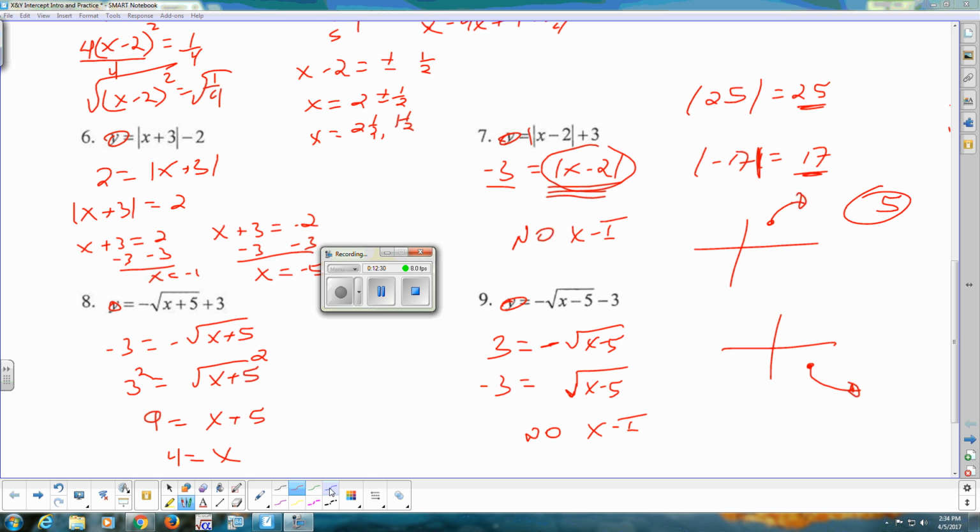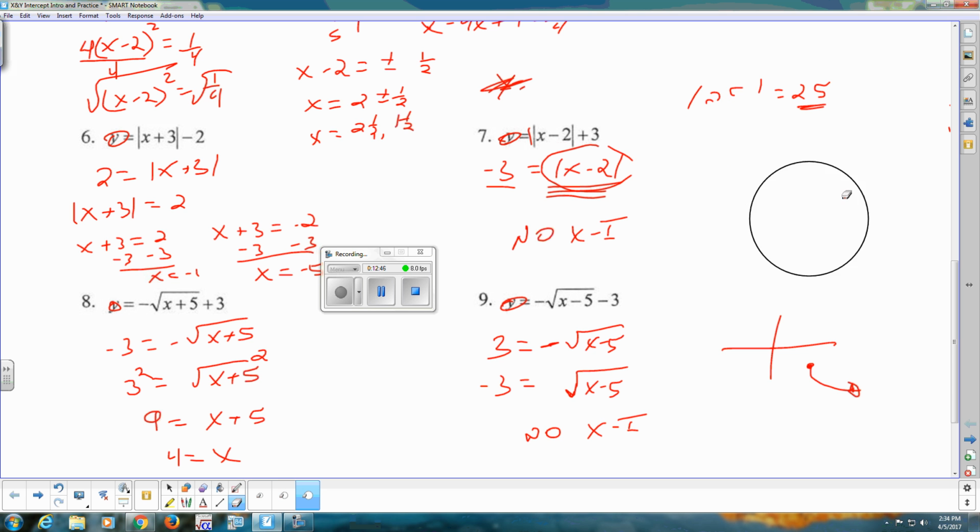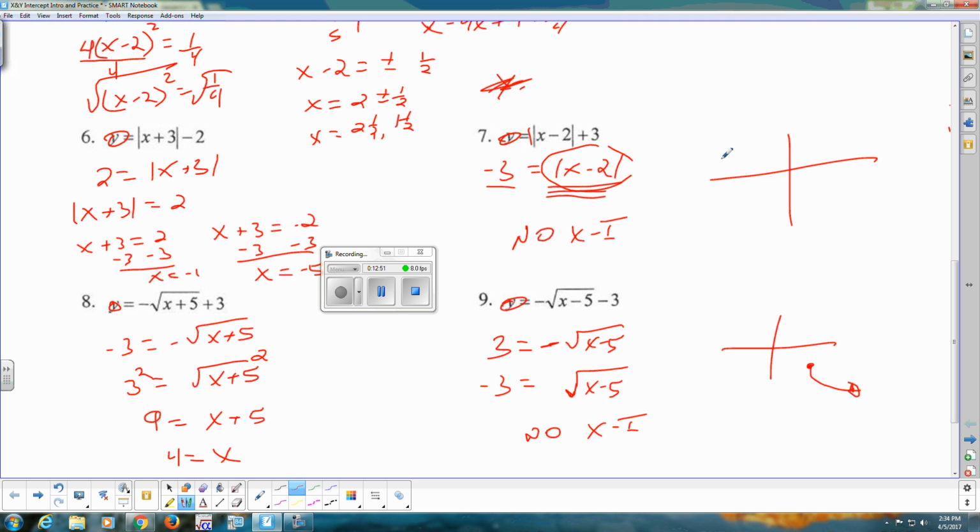Oh, I guess I didn't have my ginkgo biloba today or something. This isn't a square root graph. What was I thinking? It's an absolute value graph. Oh my goodness. So, let me erase some of this. I'm embarrassed beyond belief. Okay, you ready? It's a V graph. 2 right, 3 up, and it's in the shape of a V. So of course it has a y-intercept, and the y-intercept would be 5. Oh my goodness. Let's hope the day gets better.